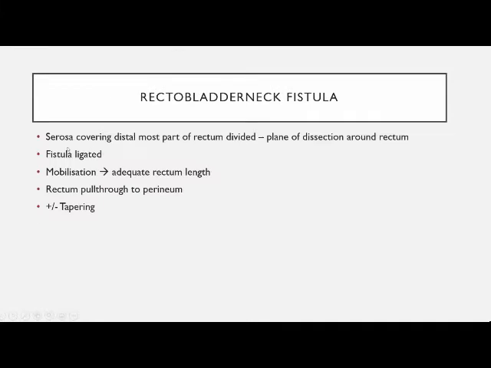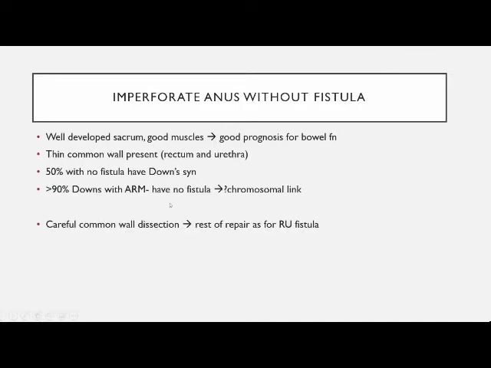So the serosa covering the distal part of the rectum is divided, and the plane of dissection is reached around the rectum. The fistula is then ligated, and rectum mobilization is done to gain adequate length and pull through to the perineum. In imperforate anus without fistula, there will be well-developed sacrum with good muscles and good prognosis for bowel function.